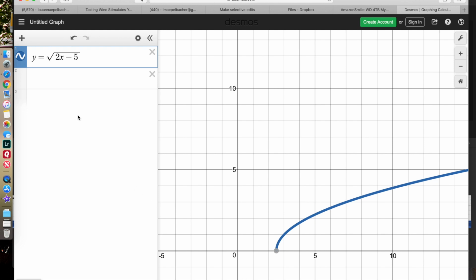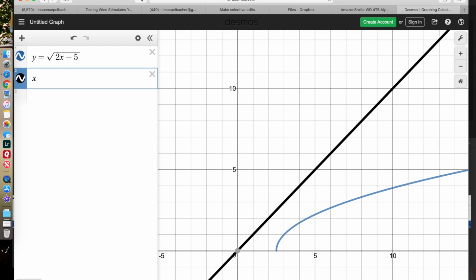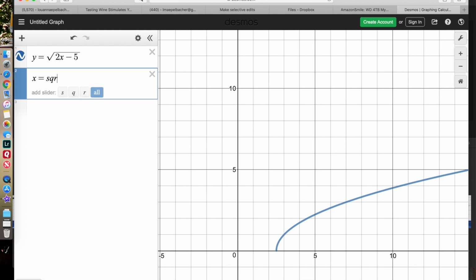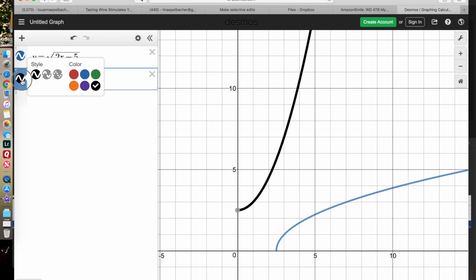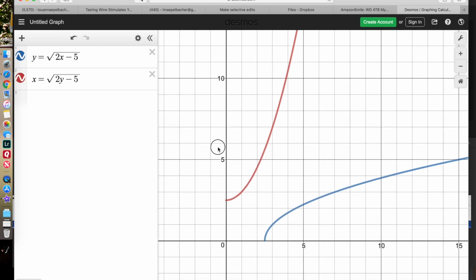So let's say that I wanted to graph the inverse function. I switched the x and the y, but with Desmos, not with the graphing calculators in class, but with Desmos, you can type in this equation with the x and the y switched. So I can type x equals square root of 2y minus 5. I'm going to make that red. I tend to like to graph the inverse functions with the original function blue and the inverse function red.